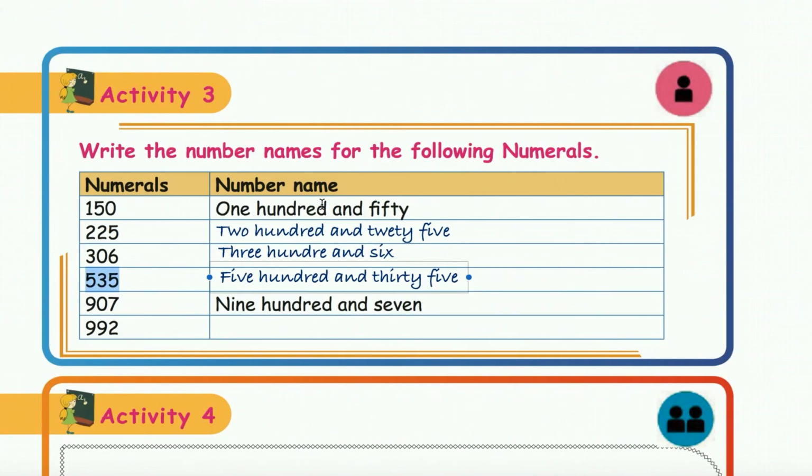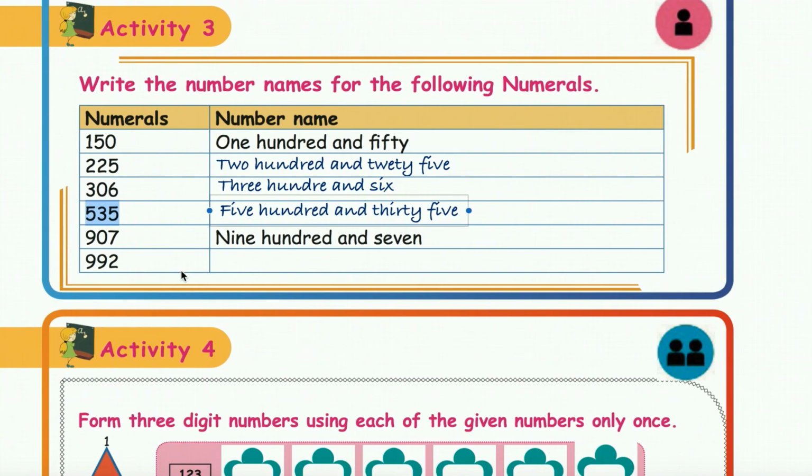535. 907. Next one, 900 and 992. Okay, fine.